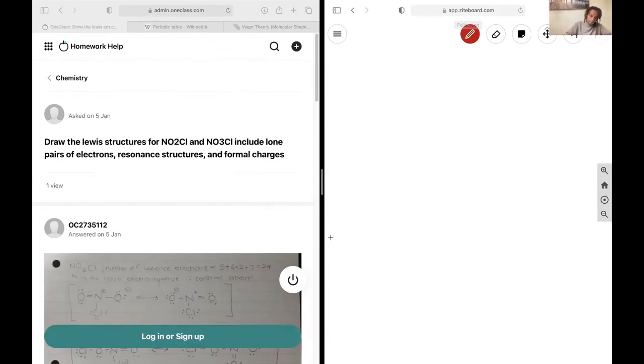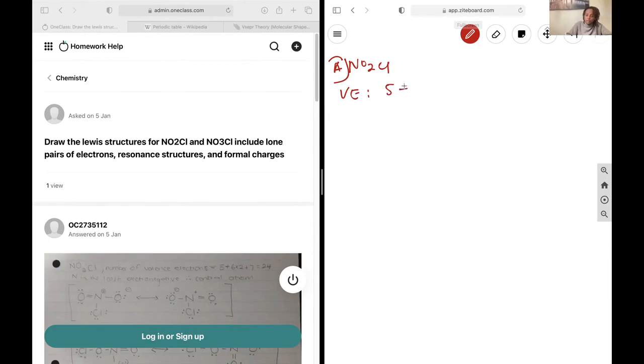Next up, I would like to draw the Lewis structures for NO2Cl and NO3Cl. So let's start with this one, and then we'll get to this one right after. As usual, count your valence electrons.